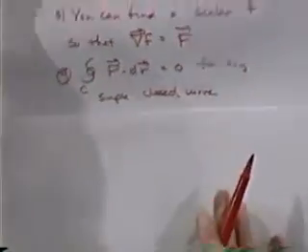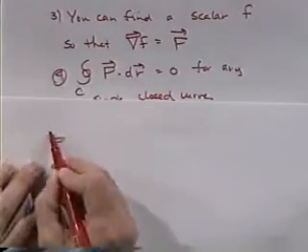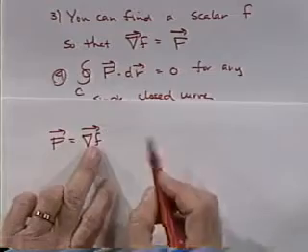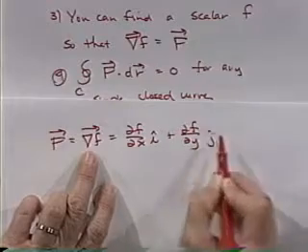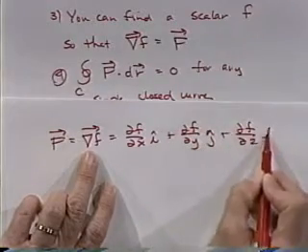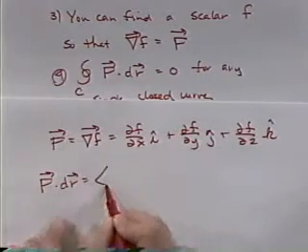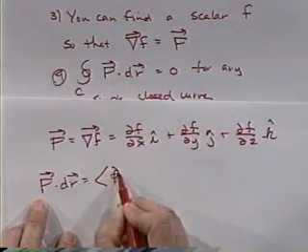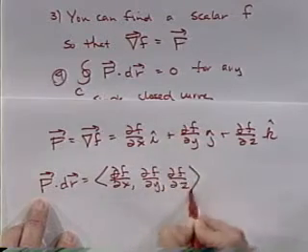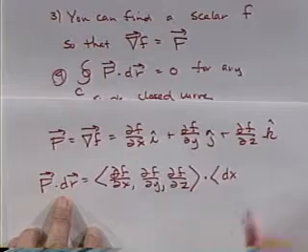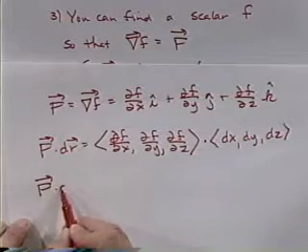Well, if you can find this scalar function f whose gradient is equal to f, just go back and notice this. If f is equal to the gradient of little f, remember the gradient of little f is partial of f with respect to x i plus partial of f with respect to y j plus partial of f with respect to z k. And so if you go f dot dr, f is now going to be partial of f with respect to x, partial of f with respect to y, partial of f with respect to z, and dr has dx as an x component, dy as a y component, dz as a z component.